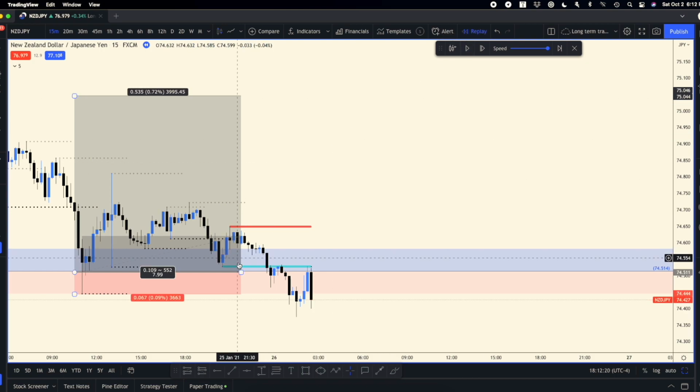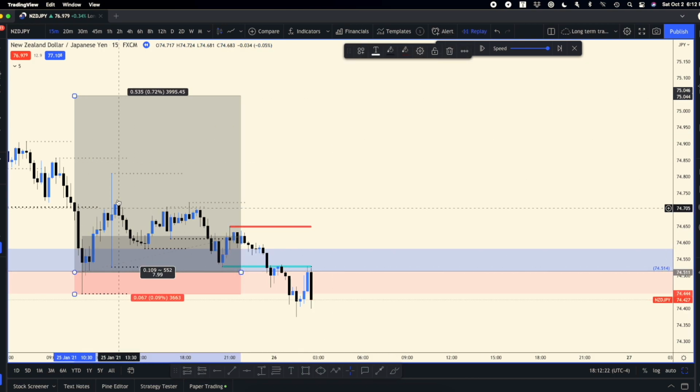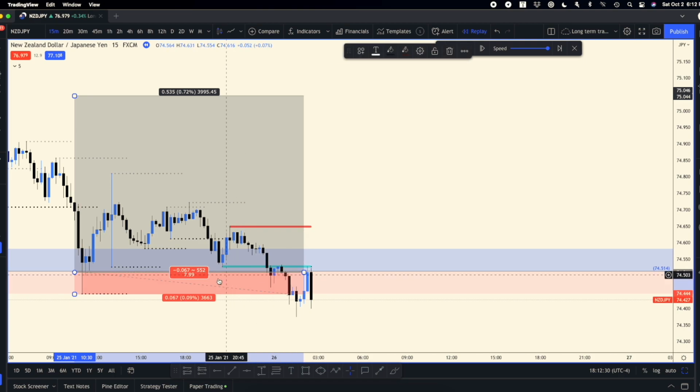Now we got stopped out. And right here is why I absolutely despise NZD pairs. But it's all good. So minus 6.7, minus 0.9%.